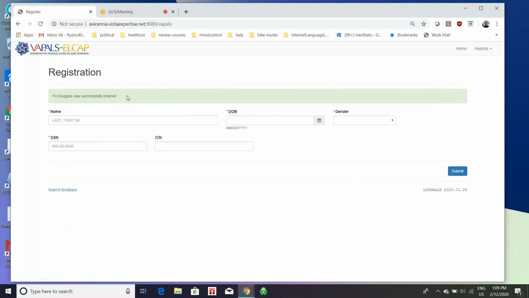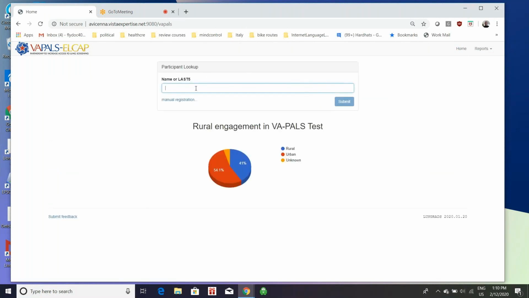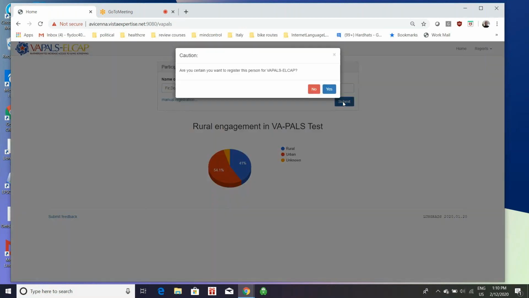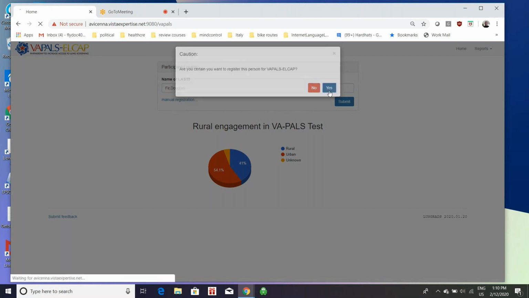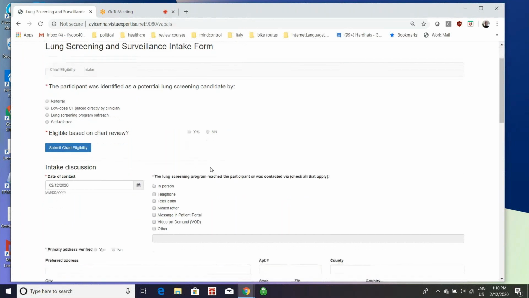And once you do that, you can see that this patient was successfully entered into the system. So if we go back to the home page up here on the upper right, and we now look for Mr. Fur, we will find Douglas. There he is. And so if we want to register him, we put submit. You sure you want to put him here? Yes, we are. And so that takes you directly to the intake form.